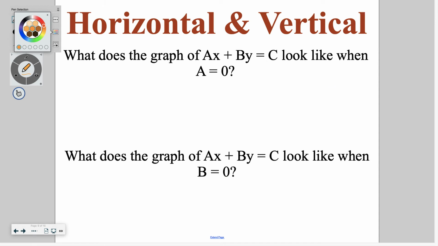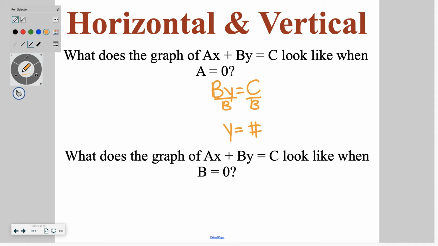One special thing that we're going to look at in terms of standard form equations is what happens when each of our values equals 0. So, when a is equal to 0, we've got 0 times x plus b times y is equal to c. Once again, multiplying by 0 makes it go away, so I've got by is equal to c. I can get y by itself by dividing, and c divided by b is going to give me a number is equal to y.